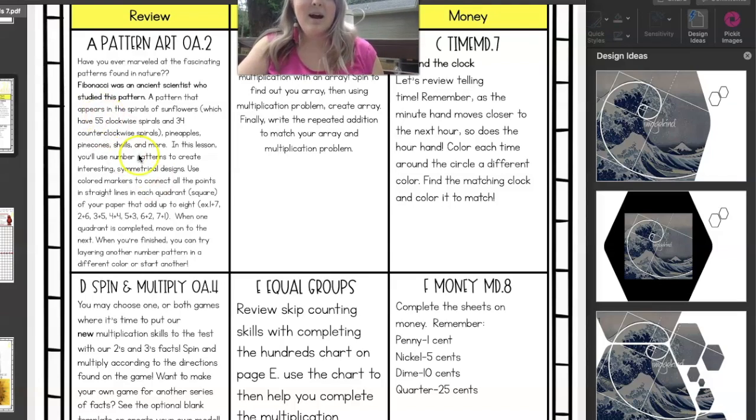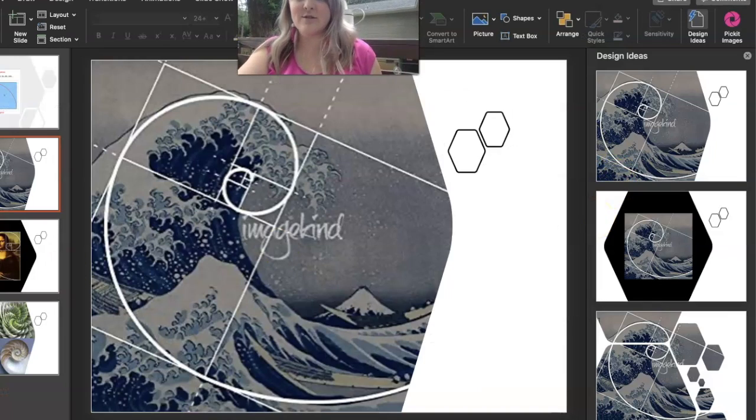Well, we're going to be looking at addition patterns today, and with that, we're going to be studying a little bit about Fibonacci, who is an ancient scientist who studied a pattern that he was fascinated by, that he was seeing happen naturally in nature all over the world. In your Seesaw, there's a great little video that goes over it for you and gives you more information on him and his idea of this pattern that he found in nature.